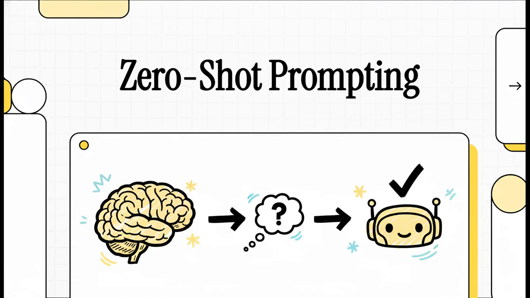So what if I told you that you could get an AI to do pretty much any task you can think of, like right now, without writing a single line of code or giving it a single training example? I know, it sounds like something out of a sci-fi movie, but it's not. It's the power of zero-shot prompting. And today, we're going to break down exactly how you can master this super simple but totally game-changing technique.